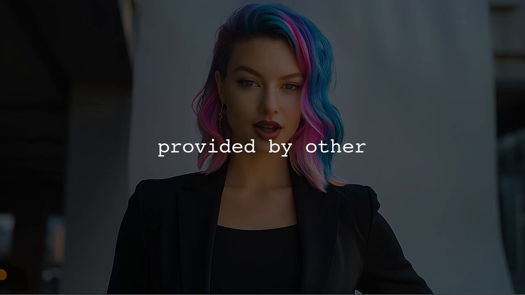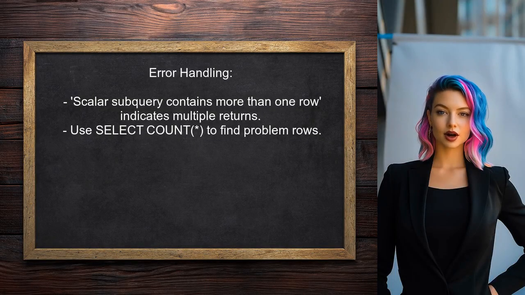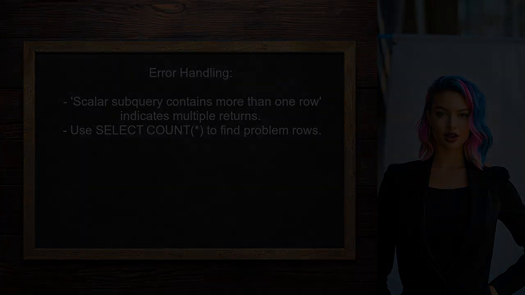Now let's look at the answers provided by other users. One user shares their experience with updating in H2. They suggest that for each row in the where condition, an update is executed for the set clause. They also mention that in an inner select, you can reference updated table columns. If you encounter the error, scalar subquery contains more than one row, it indicates that the update for set is returning multiple rows. To identify problematic rows, replace the update with a select count star query.